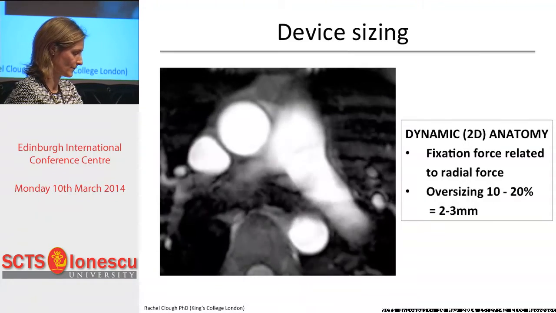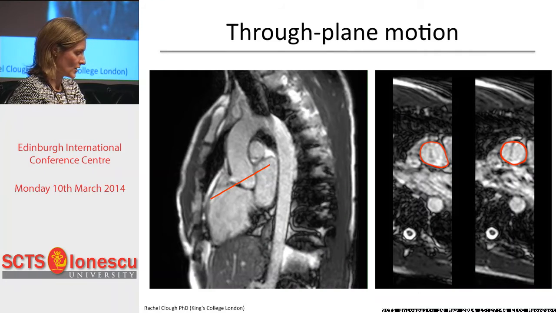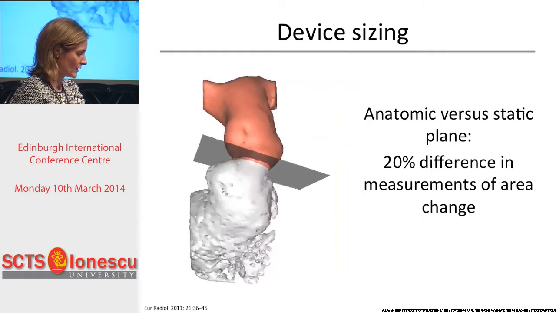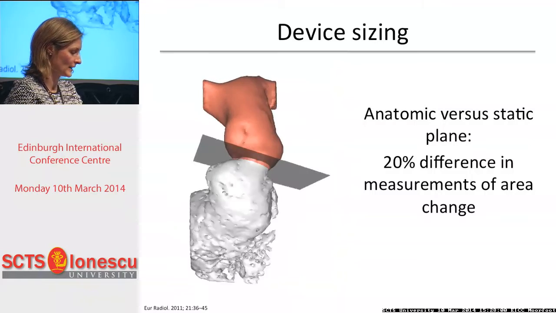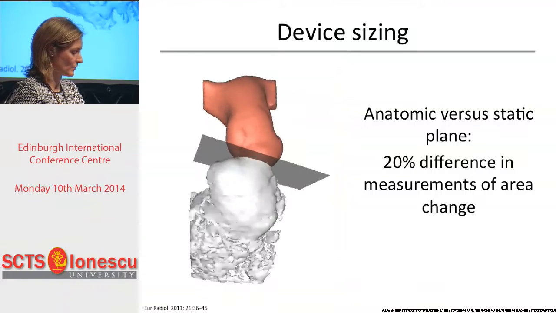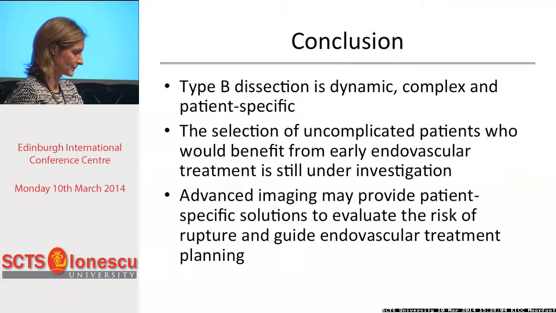One of the problems, though, is that if you acquire images in a fixed plane, which is just shown by the red slice here, as you have breathing and cardiac motion, the aorta can move in and out of this slice. And this is quite nicely appreciated in a study by University College London, where they showed if you choose an anatomical plane versus a static plane, there's a 20% difference in the measurements of area change.